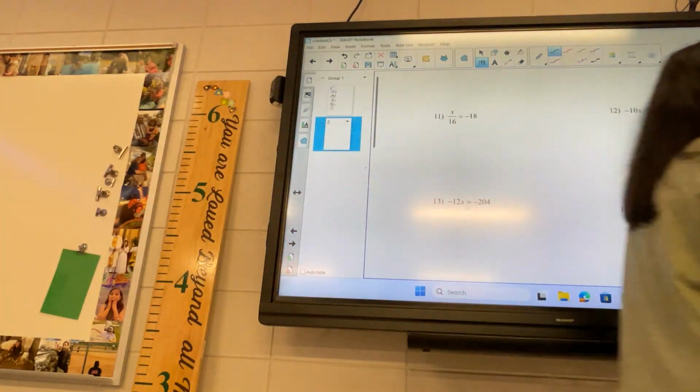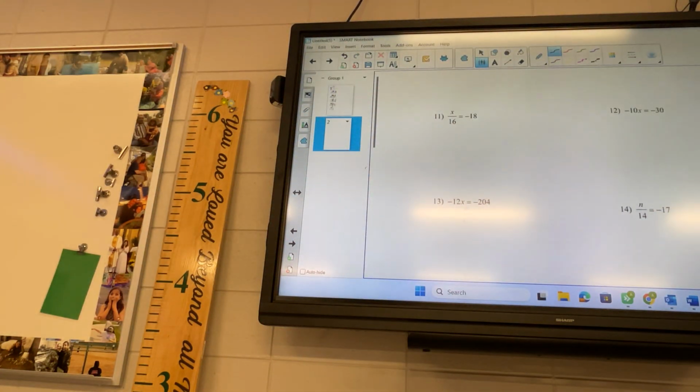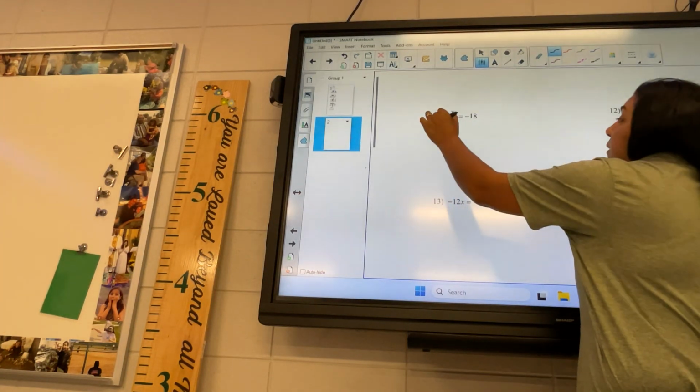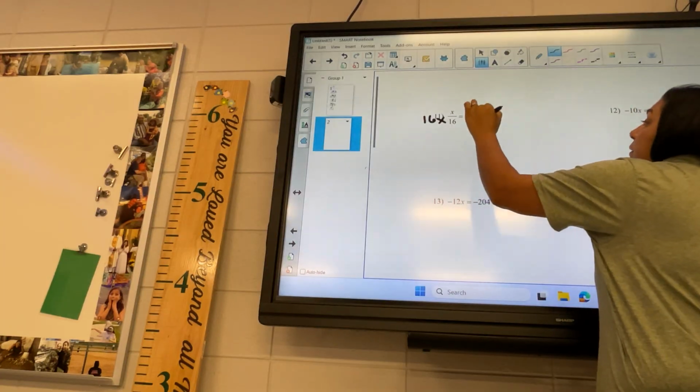Okay, 11. Flip your page. Look at number 11. What operation is this right now? What does that bar mean? Division. It means division. So what do we need to do? Multiplication. So we're going to multiply both sides by 16.